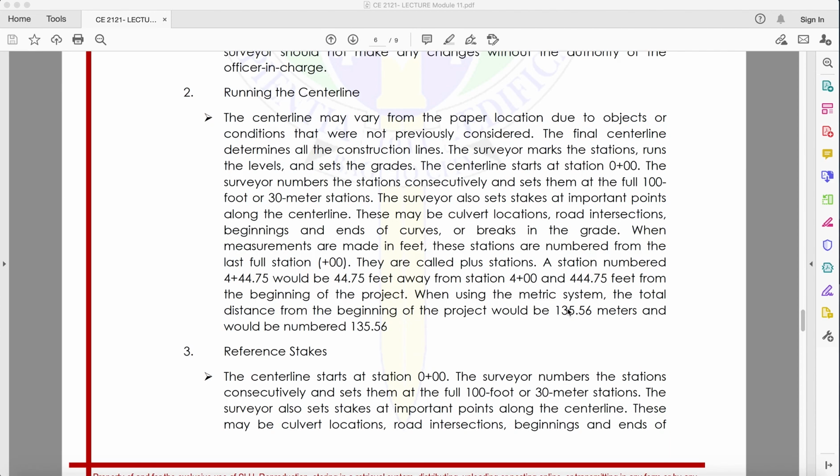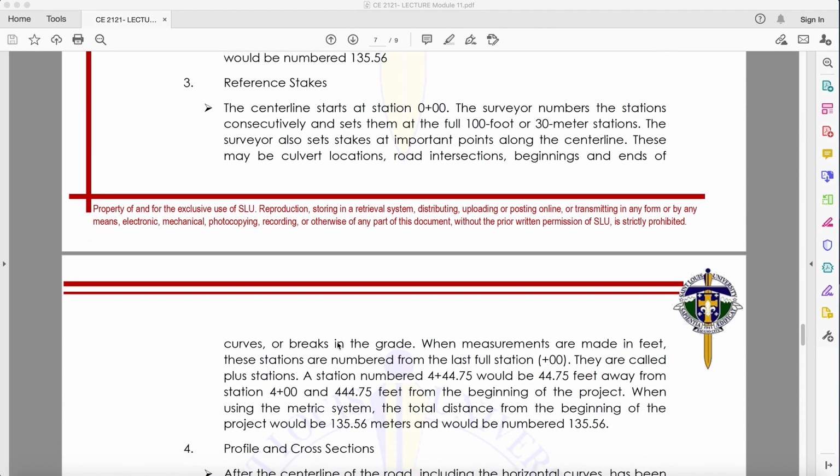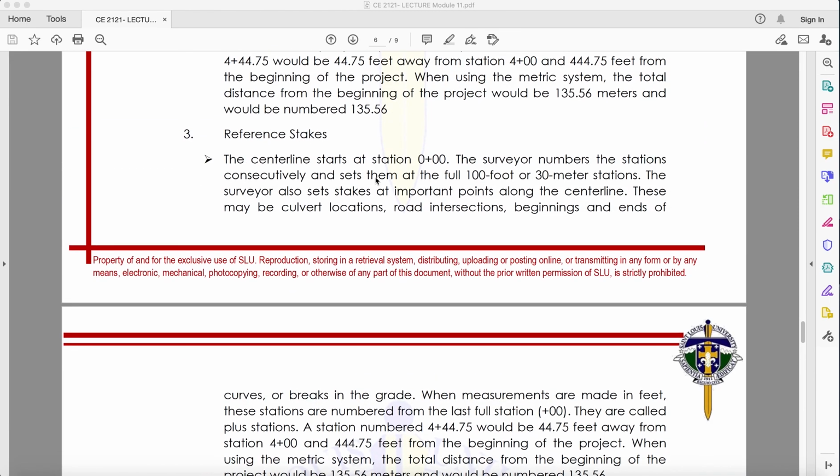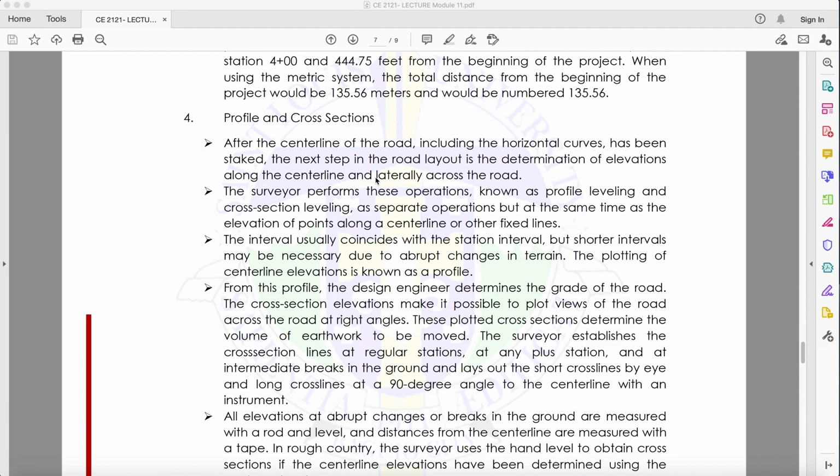So when using the metric system, the total distance from the beginning of the project would be 135 meters, and that would be numbered 135.56. Now the reference stakes. The center line starts at station 00. So the surveyor numbers the stations consecutively and sets them at full 100-foot or 30-meter stations. The surveyor also sets stakes at important points along the center line. This may be culvert locations. Naulit. Okay. Next would be profile and cross section.